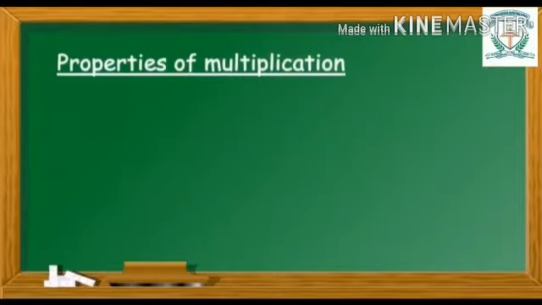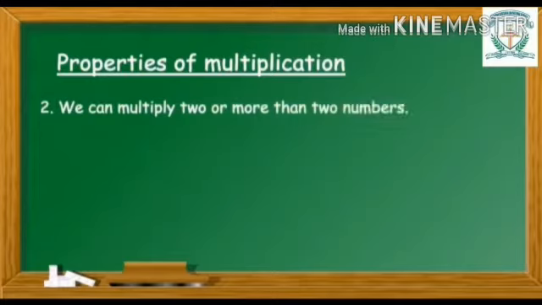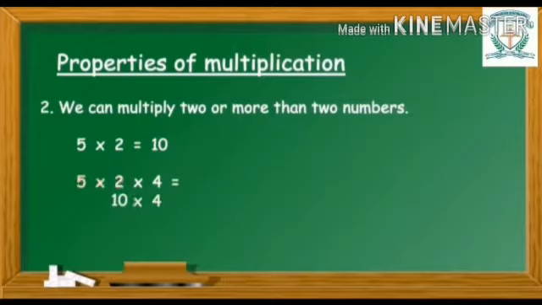Property 2. We can multiply 2 or more than 2 numbers. For example, 5 into 2 is equal to 10. But suppose if I ask 5 into 2 into 4 is equal to how much? Is it possible to find the product? Yes, it is. First, you will multiply 5 into 2, which is equal to 10, and then 10 into 4, which is equal to 40. Hence, 5 into 2 into 4 is equal to 40.